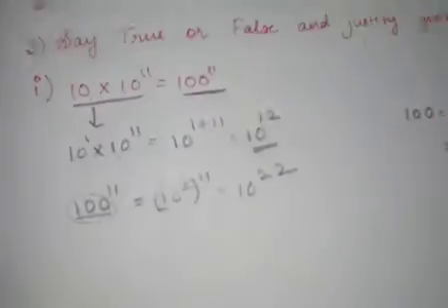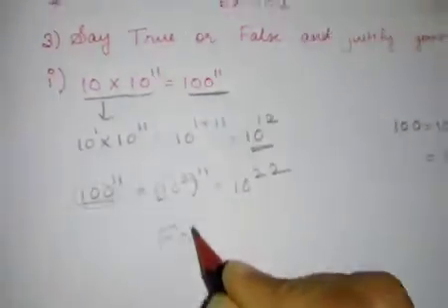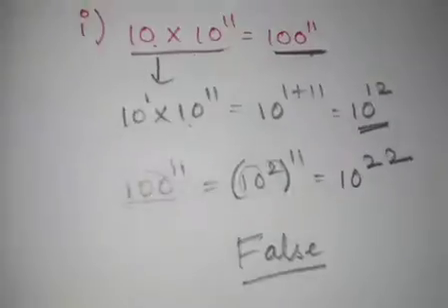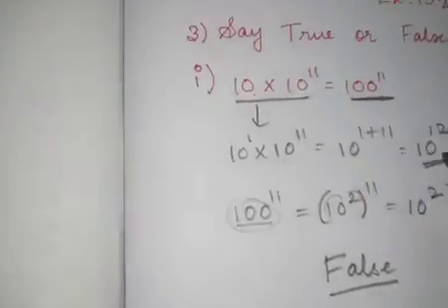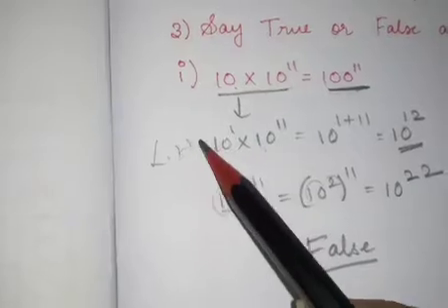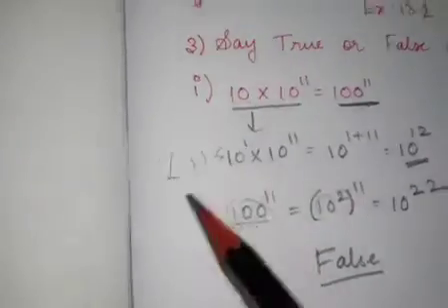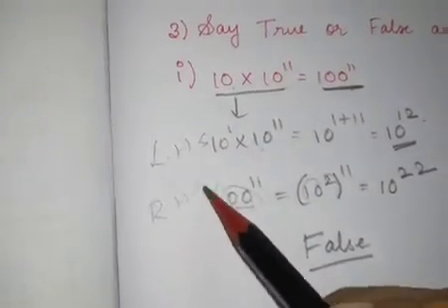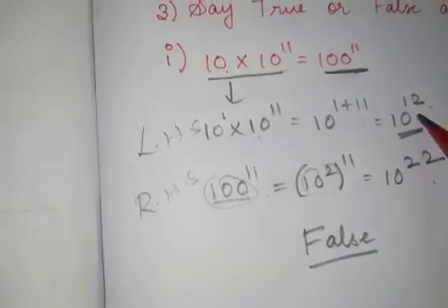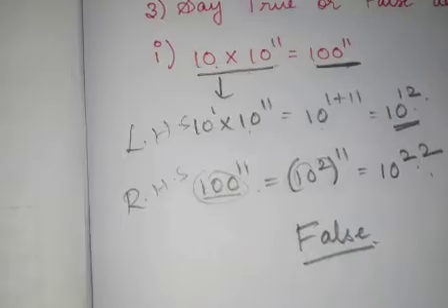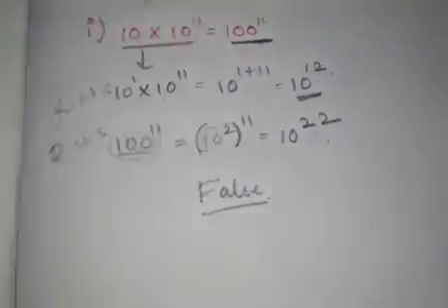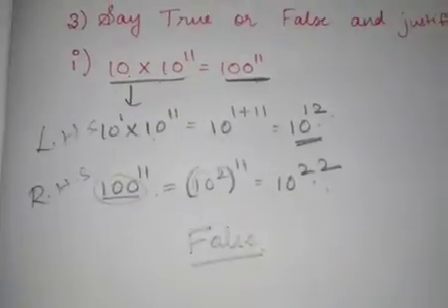No. So the given statement is false. Okay. So the given statement is what, children? It is false. See, the answer LHS is 10 power 12. RHS is 10 power 22. Both are different, so the given statement is false. Okay, likewise you can write the answer. This justification also is important.